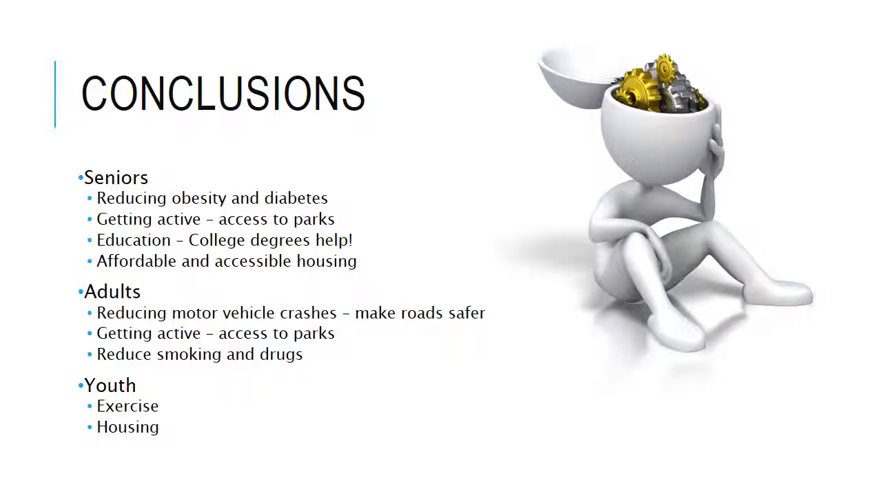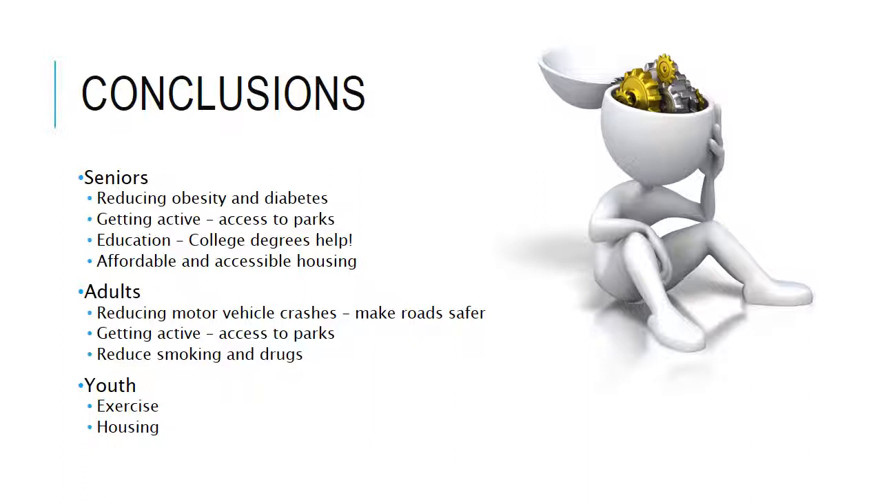So for conclusions, reducing obesity and diabetes is most important for seniors. And to do that: getting active, access to parks, even education, college degrees help, and affordable and accessible housing. So money could be directed in the form of stimulus to just building parks, not unlike what Carnegie did with libraries. And for adults, reducing motor vehicle crashes has a significant effect on mortality rates.